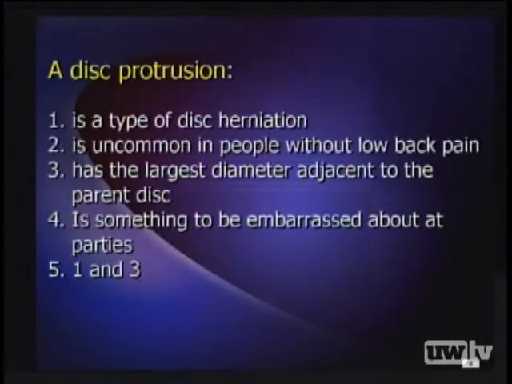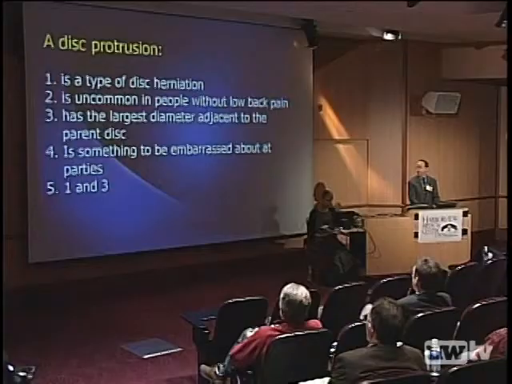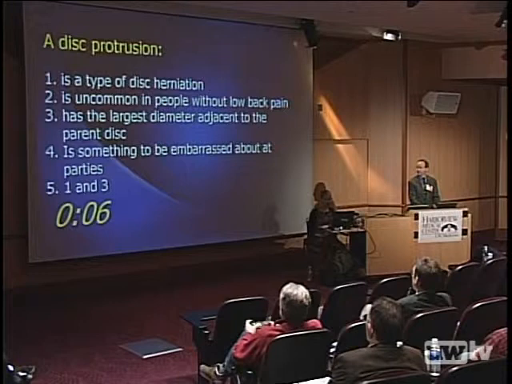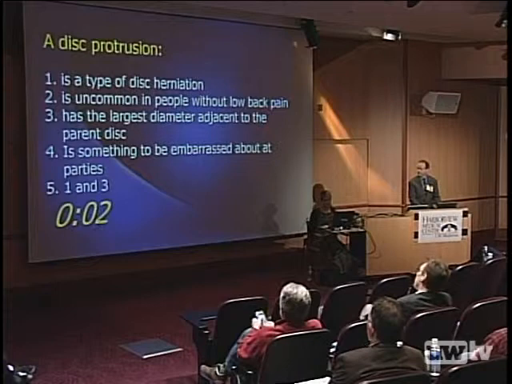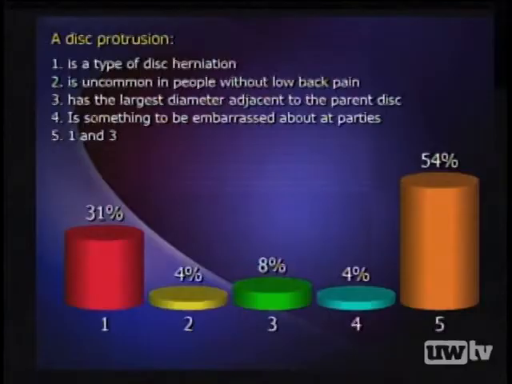Actually, here's the next audience response question. A disc protrusion: one, is a type of disc herniation; two, uncommon in people without low back pain; has the largest diameter adjacent to the parent disc; something to be embarrassed about at parties; or one and three. Good. So half of you chose that it's a type of disc herniation and has the largest diameter adjacent to the parent disc, and I'll explain what that means in just a second.